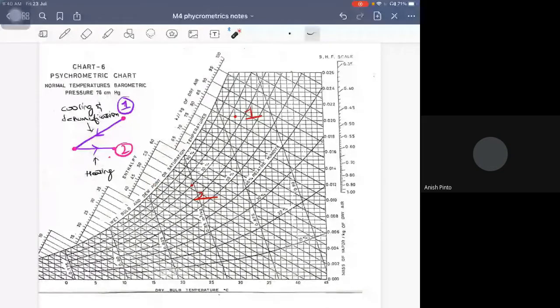For that, you have to use the DPT, which is the coil dew point temperature. For that, it is 14 degrees Celsius. Now look for the 14 degrees Celsius line and just draw a construction line now. Okay, so 14 degrees Celsius is this line, so I am drawing a construction line onto the 14 degrees Celsius. So this is 14 degrees Celsius DPT.